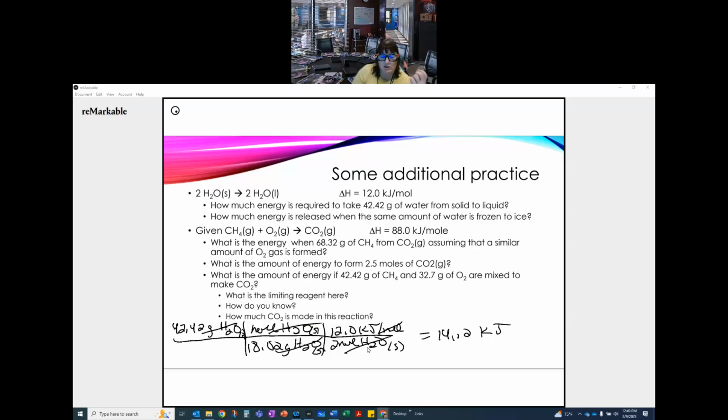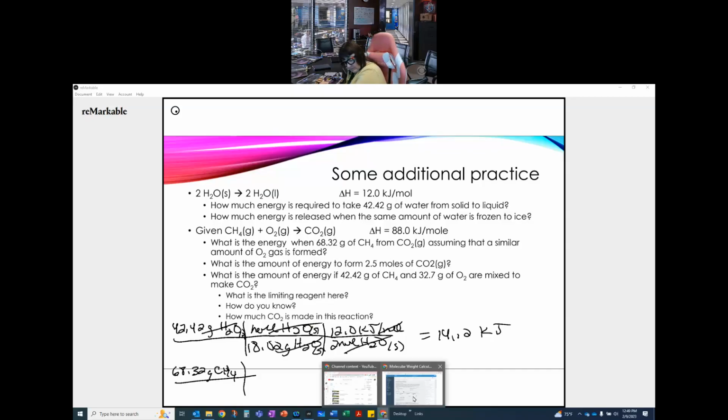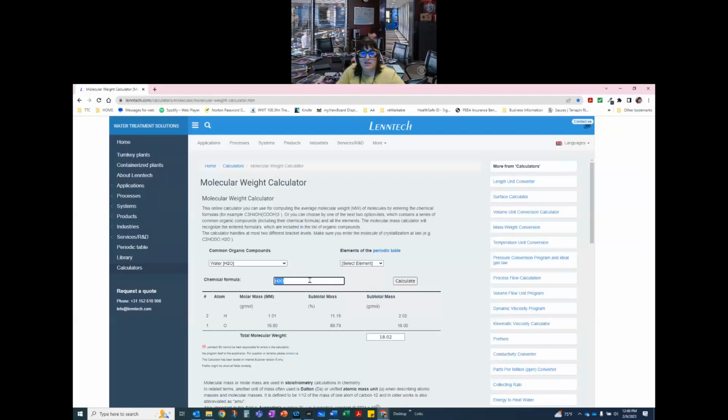Given CH4 plus O2 goes to CO2 gas, what is the energy in 68.32 grams of CH4 from CO2, assuming that a similar amount of O2 gas is formed? Okay. So if we have enough O2, then we should be fine doing this. So I have 68.32 grams of CH4, molecular weight of CH4, and I'm not going to pull it back over here, assuming I can find it, of course. Oh, I am. 16.04.